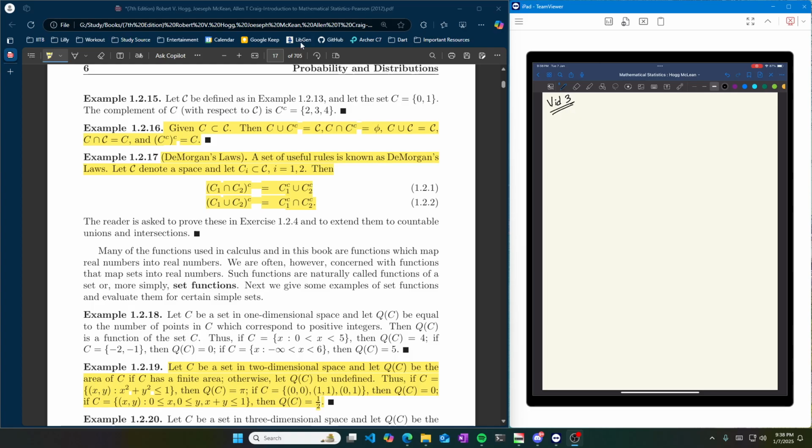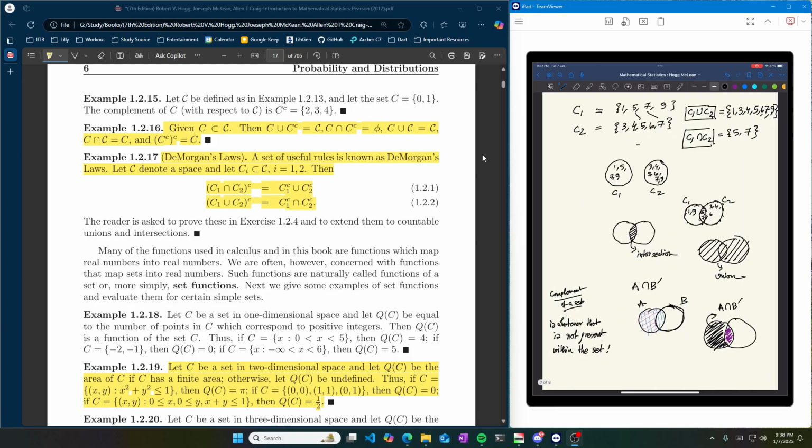Hello, welcome back. Okay, so we left yesterday after we discussed this. What is a set? How can we represent it with a Venn diagram? Venn diagram. Right.